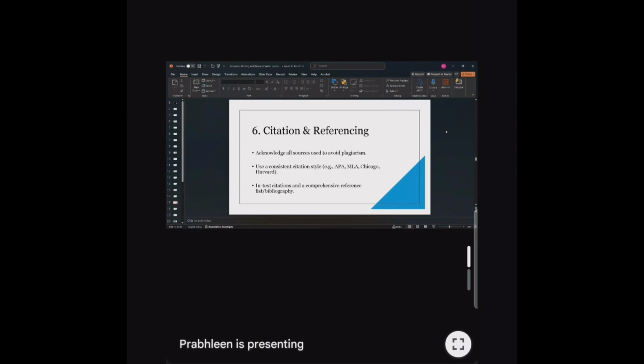Last thing is I'll properly reference and cite every single source that I've taken from the internet or from a book or from a journal. And I'll use a proper citation style. It can be APA, MLA, Chicago, or Harvard, which we'll be using here. And if there are any citations coming in the middle of the paper, I'll make sure to use them. And if I use any books, I'll add a bibliography.